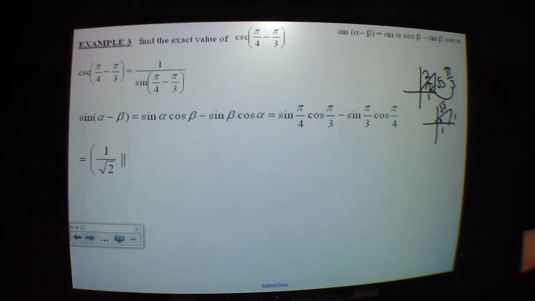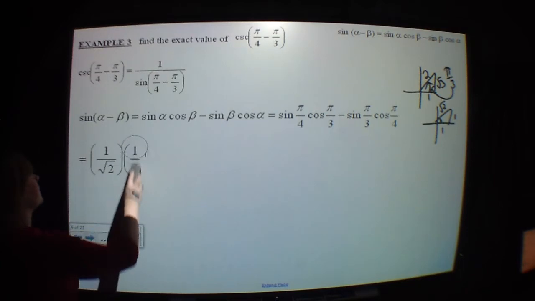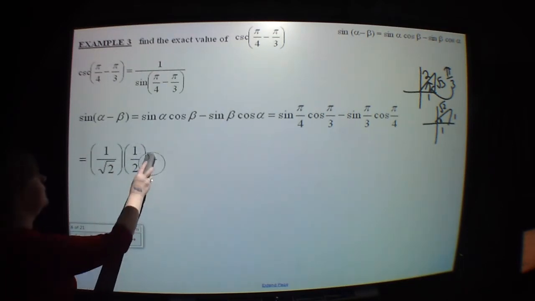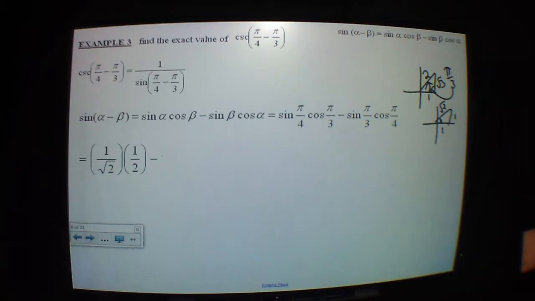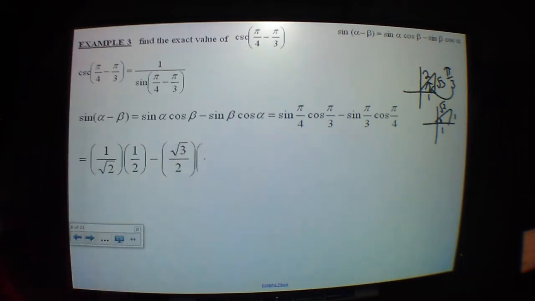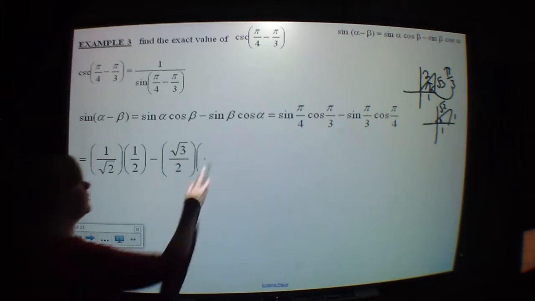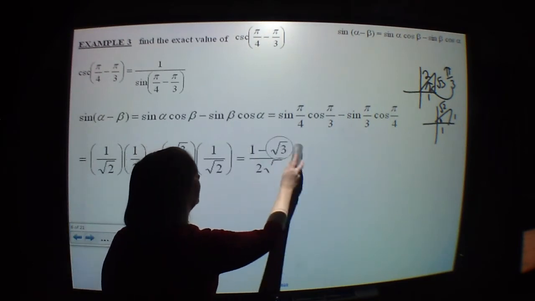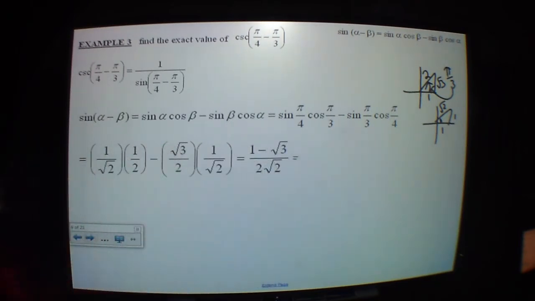Cosine of pi over 3, 1 over 2. Minus the sine of pi over 3, top triangle, radical 3 over 2. Cosine of pi over 4 is 1 over radical 2. Multiply it out, simplify it. I have one fraction, but remember that's the sine.